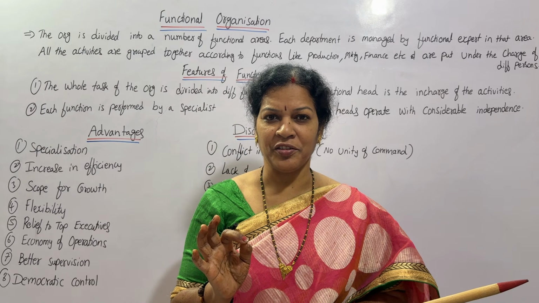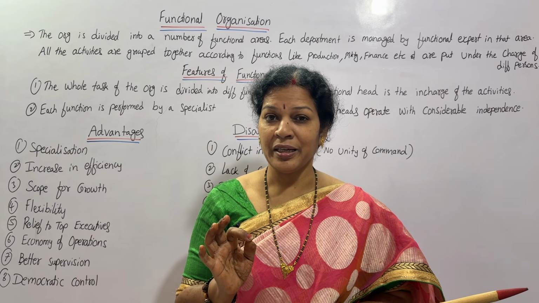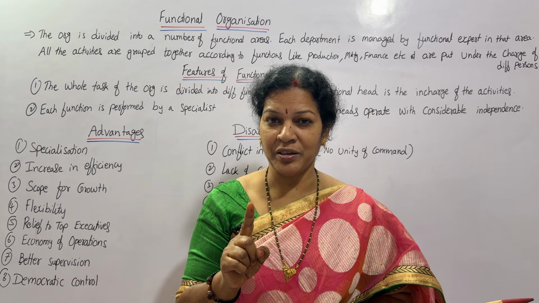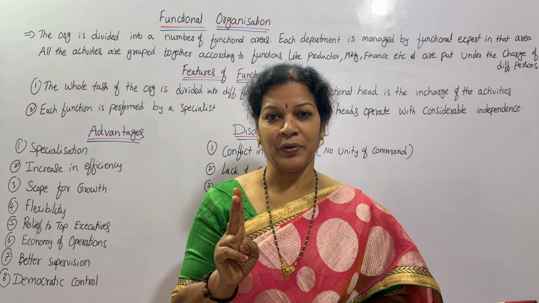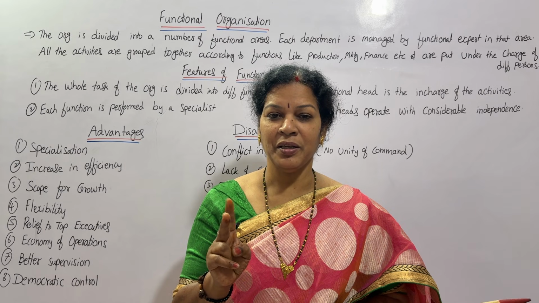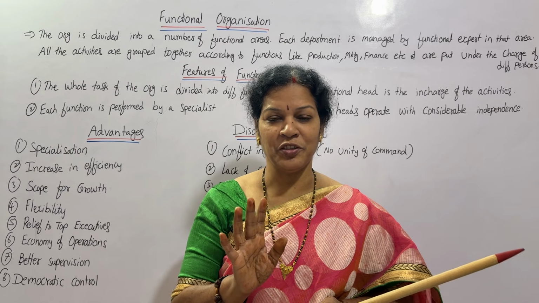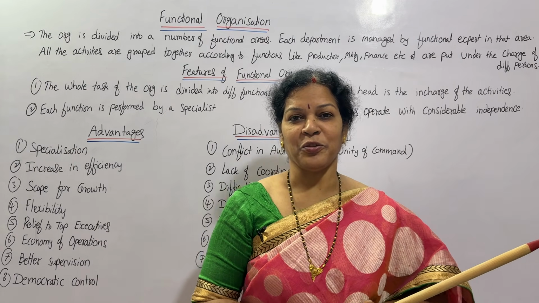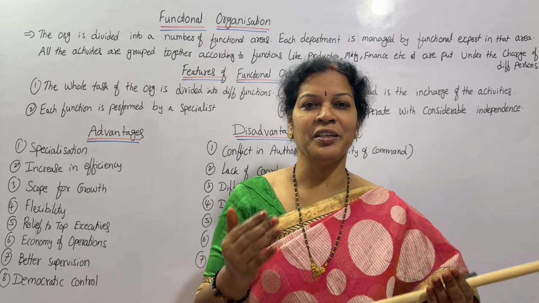Types of organization. First one is line organization. Second one is staff organization. Line and staff were already covered in the HRM. The same links are given in the playlist of the principles of management. You can follow that because I covered it in depth.